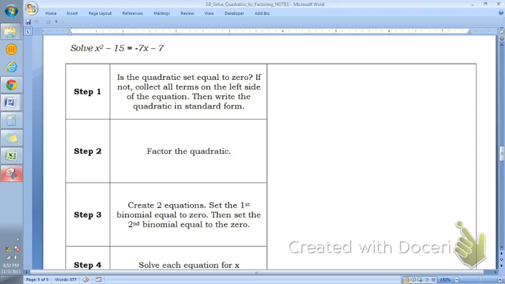Let's take a look at the next example. Once again, you need to make sure that when you're solving a quadratic, it's set equal to 0. Well, if we look, we have x squared minus 15 is equal to negative 7x minus 7. So we do not want those two terms to be on the right-hand side of the equation. You need to move them to the left-hand side of the equation and combine any like terms that you may have. So we need to move this negative 7x over. We'll start off with our x squared. That term stays there. Our standard form says the next term you expect is the x. So we'd have positive 7x.